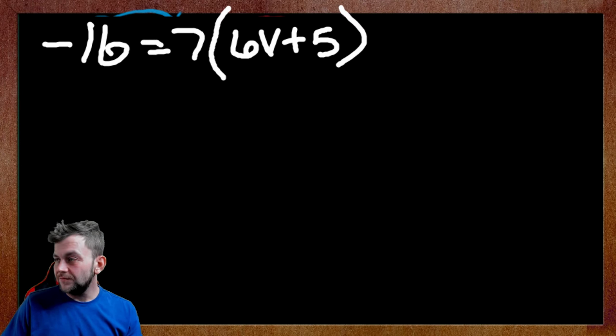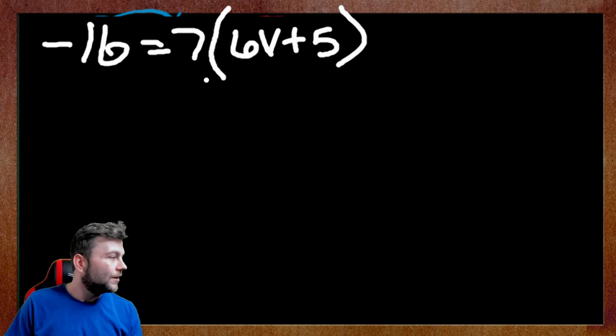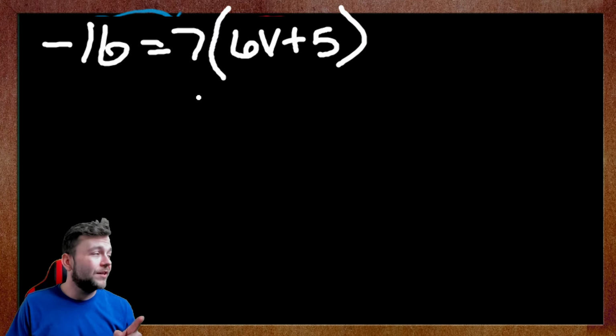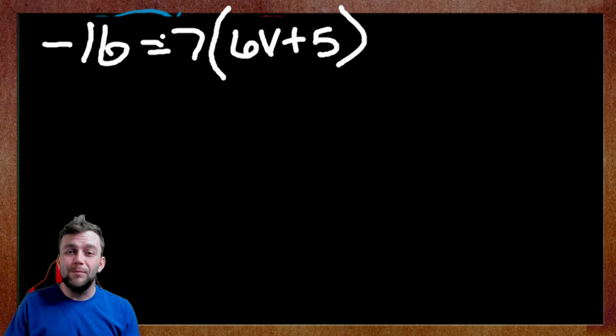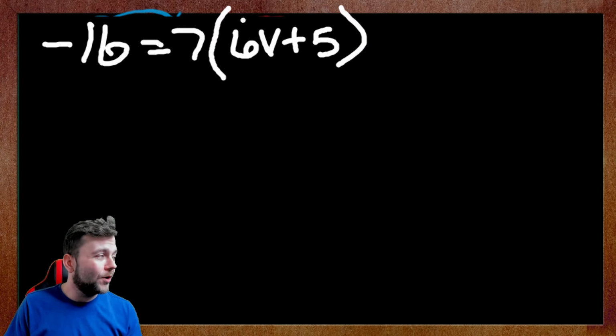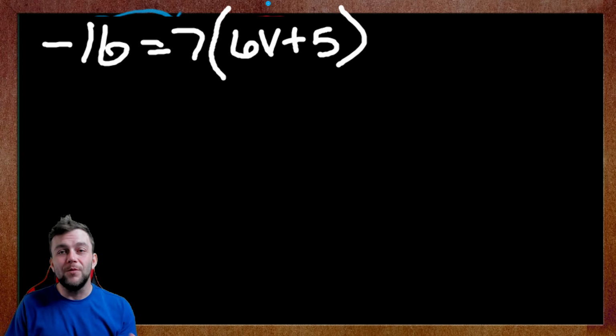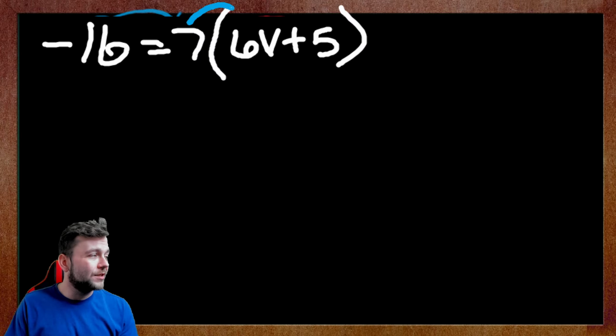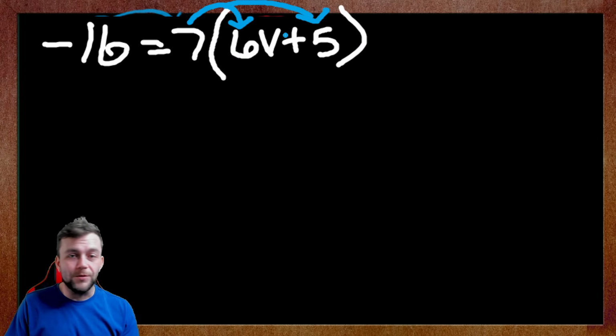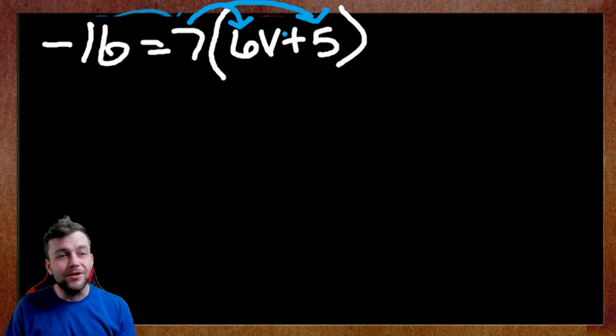All right. Now, I see what my problem is now. So negative 16 equals 7, parentheses 6v plus 5. Yet again, another parentheses problem, right? So how do you solve something with parentheses? You have to distribute through the parentheses. So let's distribute through our parentheses. So the 7 is going to get passed around and used by the 6v and the 5.